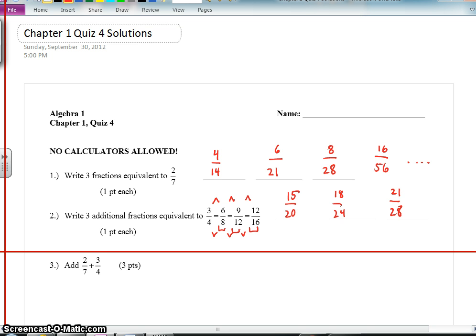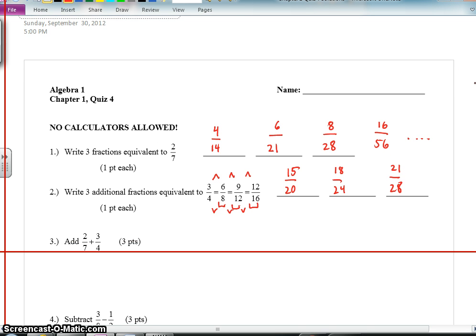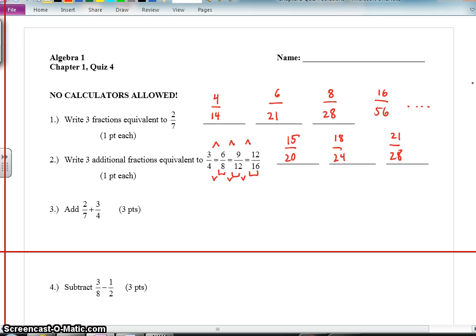All right? Okay. Now we get into adding and subtracting fractions. We know that we have to have a common denominator. 7 and 4 are not the same denominator. Okay? So if you look back to 2/7, which was number 1, you can see that we can represent 2/7 as 8/28. And we can represent 3/4 as 21/28. So 28 could be a common denominator for those things.